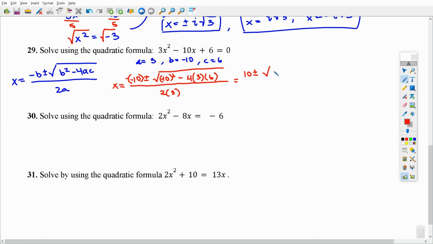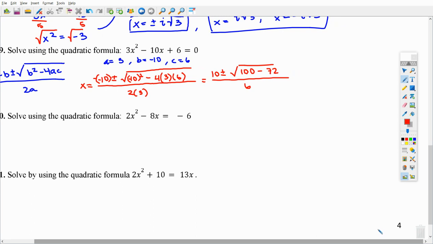-10 squared, so -10 times -10, I'll get +100. And then 4 times 3 times 6, you will get 72. So you could use a calculator to solve those. But here, this is what you get, and it's all over 6. So keep going, just simplify until you can't anymore. You'll get 10 plus or minus the square root. This is going to give you 28, and then over 6.